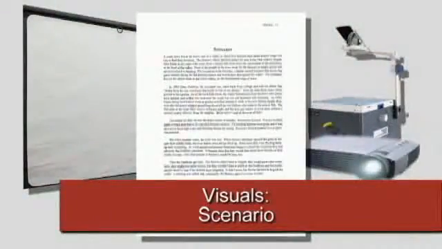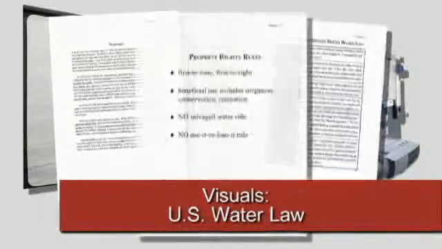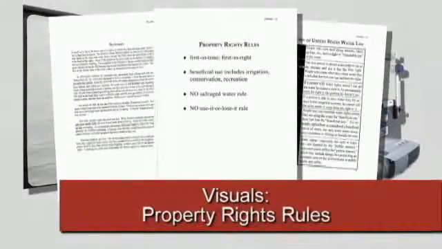Farmers and Fishers puts each student in either the role of a local farmer or a fisherman. In this case, the fishermen are outfitters that run a fishing supply store in a town facing a water shortage. For this activity, you'll need slides of the scenario as well as other visuals that explain the United States water law and property rights rules in their community.